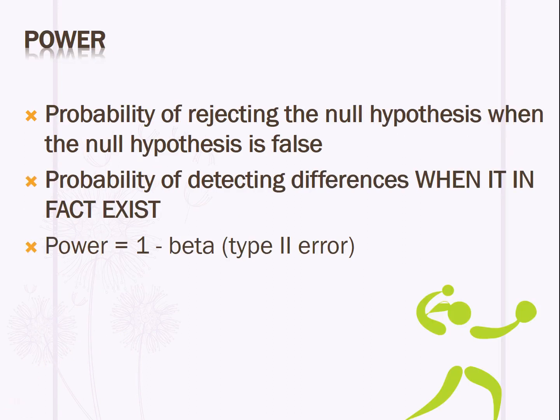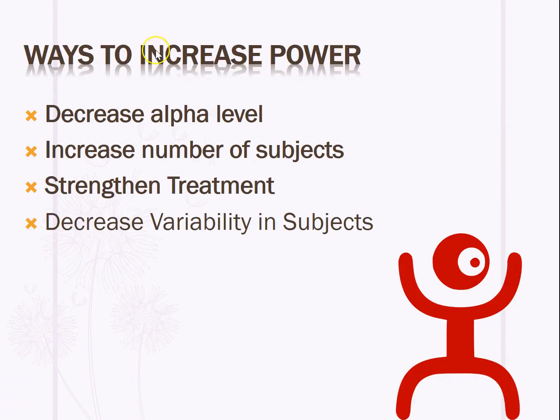Power is the probability of rejecting the null hypothesis when the null hypothesis is false. It is the probability of detecting differences when they in fact exist. In fact, power equals 1 minus beta, which is the type 2 error. To increase power, we can use the following approaches. 1. Decrease alpha level. 2. Increase number of subjects. 3. Strengthen treatment. 4. Decrease variability in subjects.